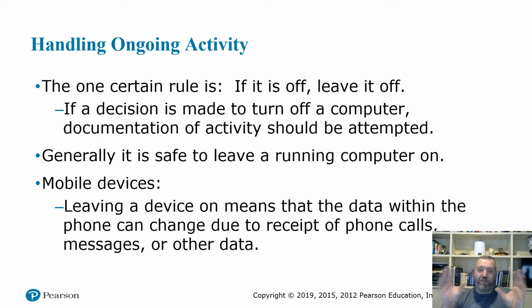Mobile devices: leaving a device on means that data within, such as phone calls, can change due to receiving new phone calls. This is why we have Faraday bags. This is why we isolate the device. We turn off Bluetooth. You turn off the phone. You put it into airplane mode to protect the device from receiving new phone calls, getting more messages, getting other stuff. So we don't want other people changing data that's on our device or on our phone.